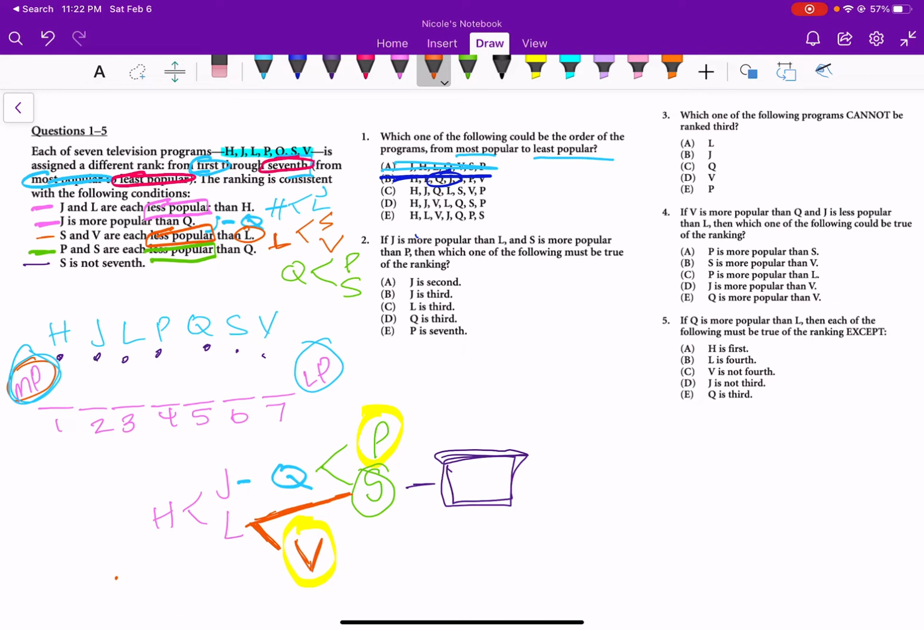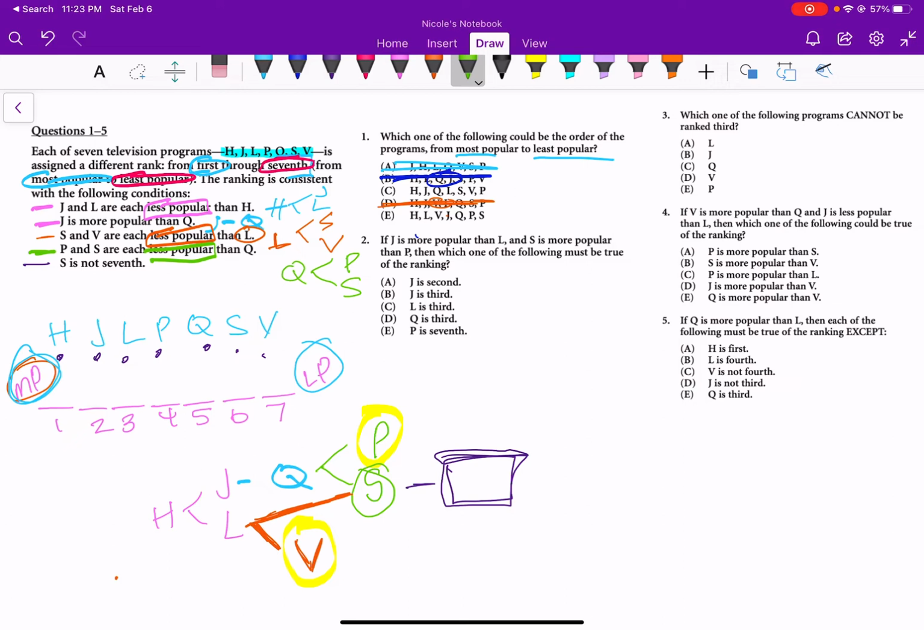L is more popular than S and V. So C works. But D does not because we have V before L. So now we're going to go on to rule 5, and it's that P and S are less popular than Q, or essentially Q is more popular than P and S, which C works and E works.